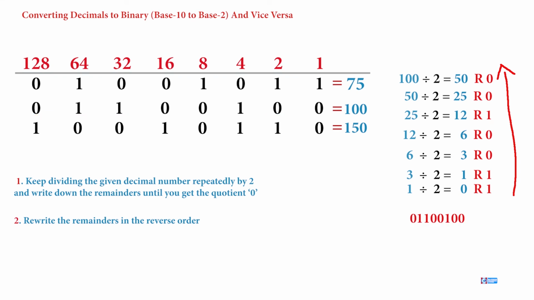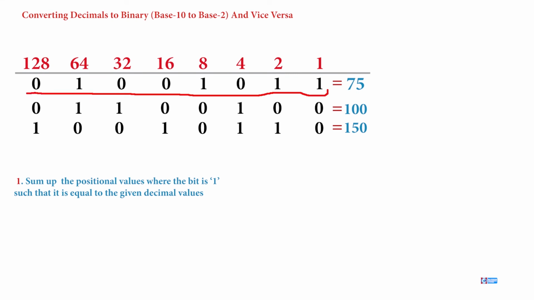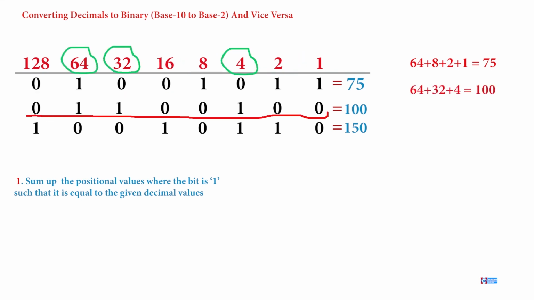Let's now look at how we can convert these binary digits back to decimal. This is very simple. What we do here is, we sum up all the positional values such that it is equal to the given decimal value. For example, converting these values to decimal, it becomes 64 plus 8 plus 2 plus 1, which gives us back the decimal value 75. Again, 64 plus 32 plus 4 will also give us 100.